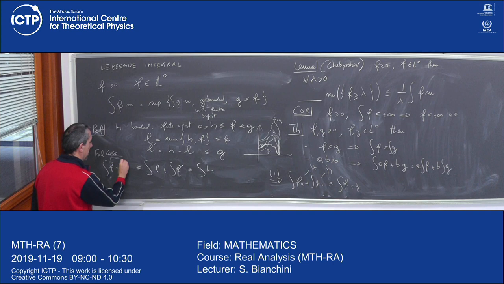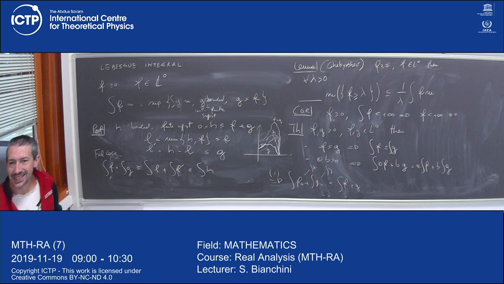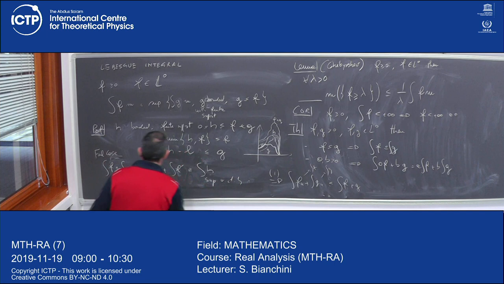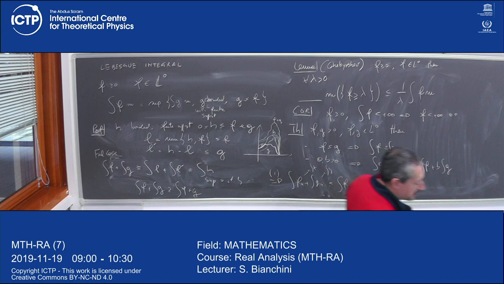And now what I do is the same trick. I take the supremum with respect to h and I reach the integral. Supremum with respect to h and I discover f. And I have the other piece. So it's linear. Now, a little bit boring because this is what you expect to do.